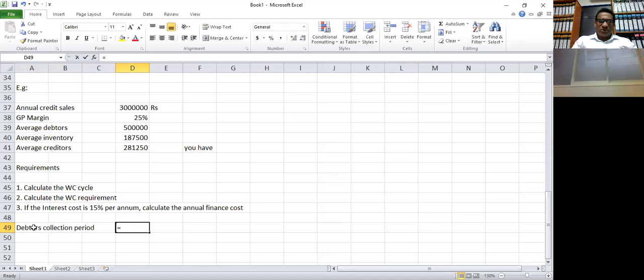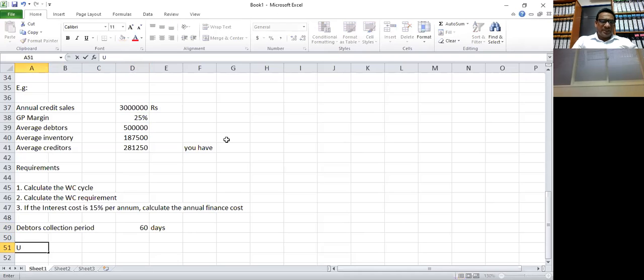So I will just substitute the figures. Average debtors 500,000, annual credit sales 3 million, into 360. So exactly 60 days. That is why I am taking 360, because then you can take round off figures. Debtors collection period 60 days exactly. So see what I did here. I divided average debtors by annual credit sales and multiplied by 360.